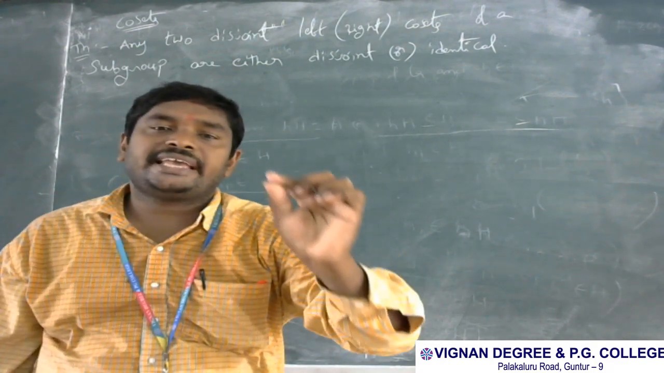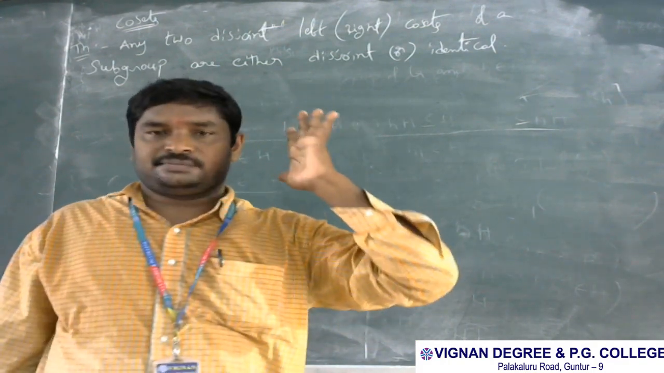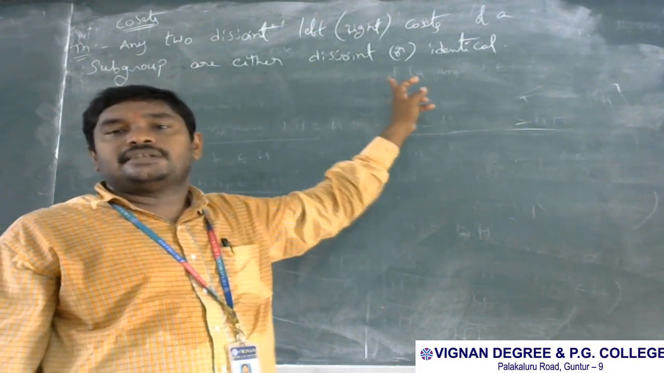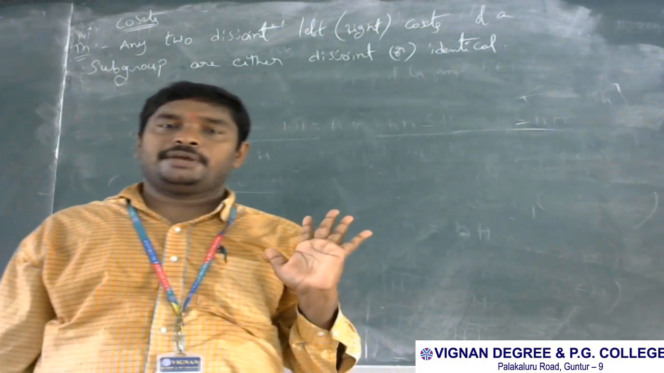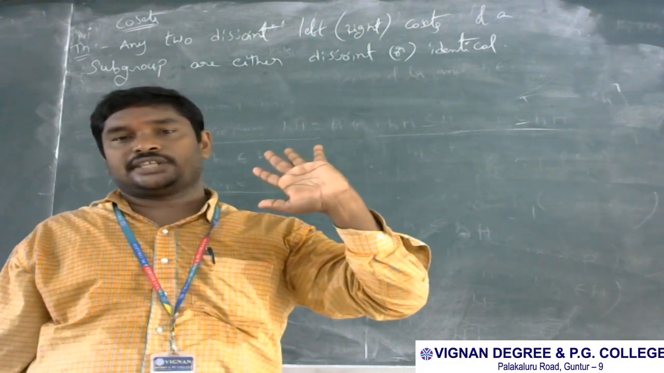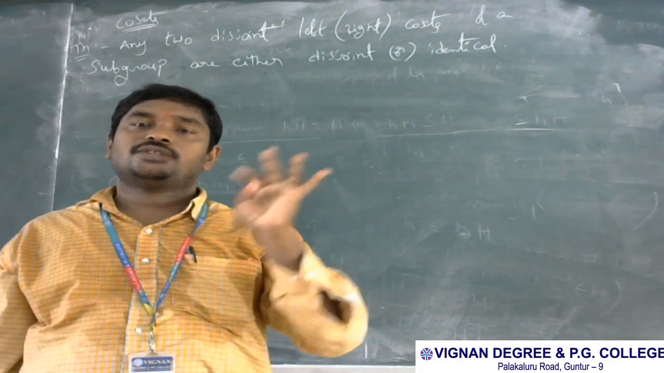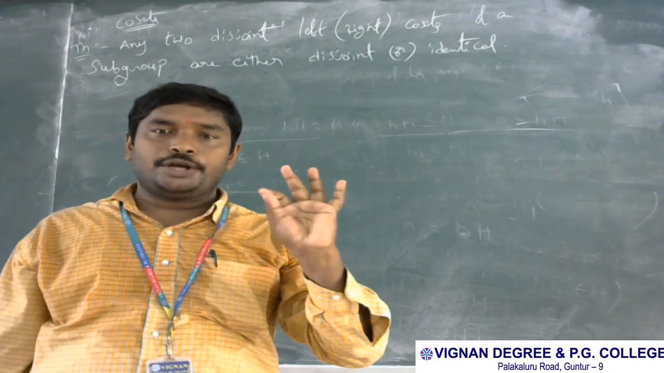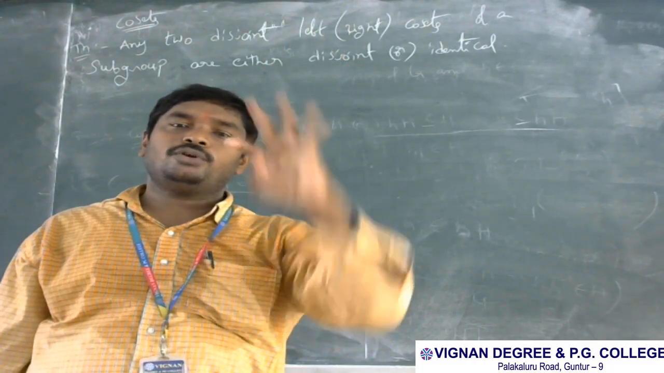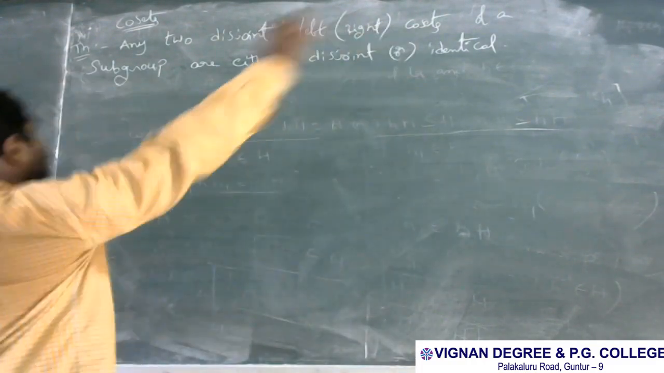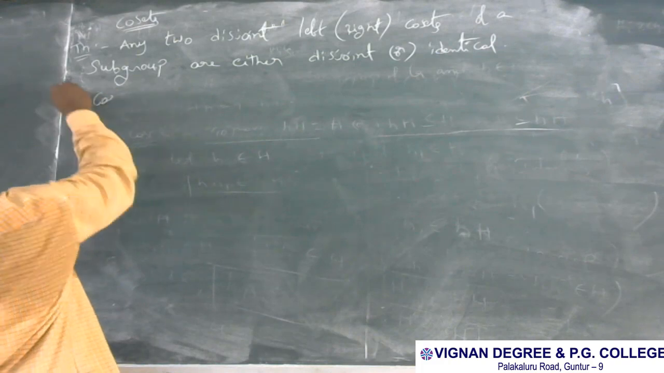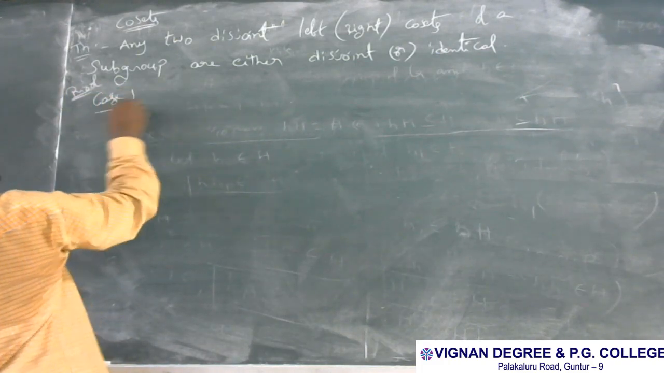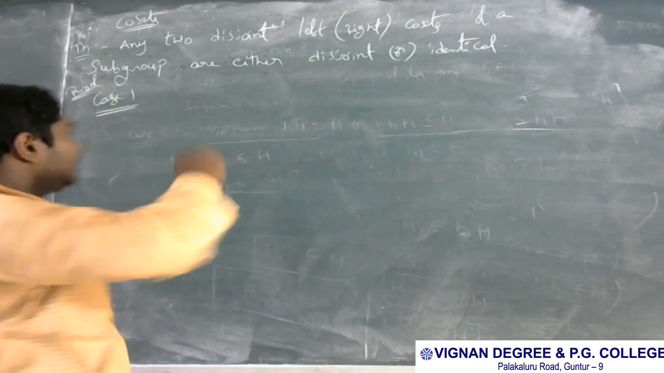If you have taken any two cosets, the answer may be disjoint or equal, whatever it may be. But you have to take disjoint cosets. What are they? Left or right? Whatever it may be, left or right, anything. First I am going to prove left cosets, next I will prove right cosets. So, case 1.